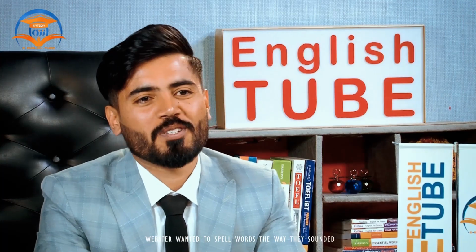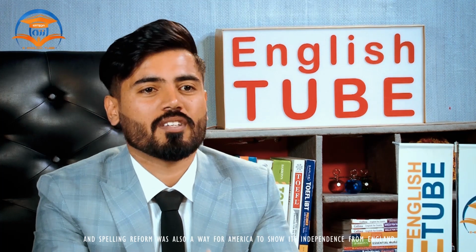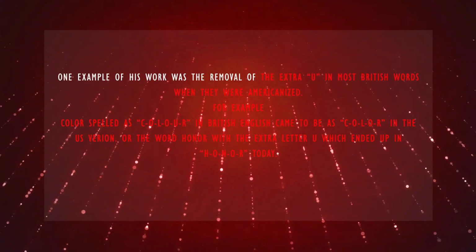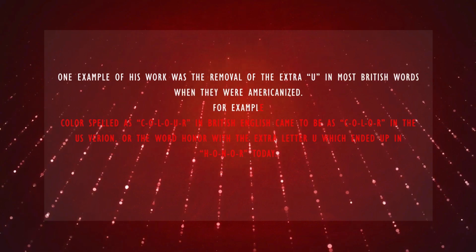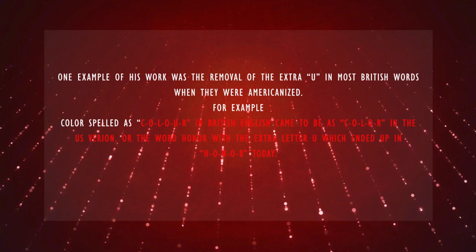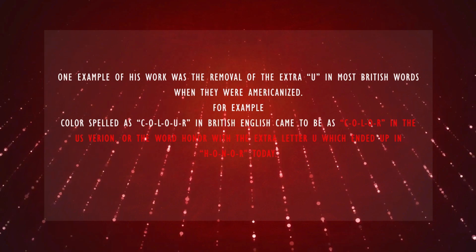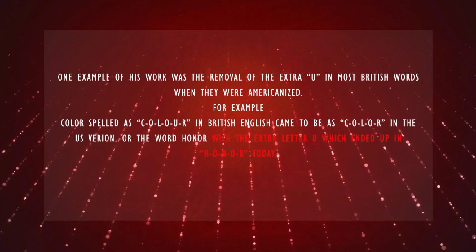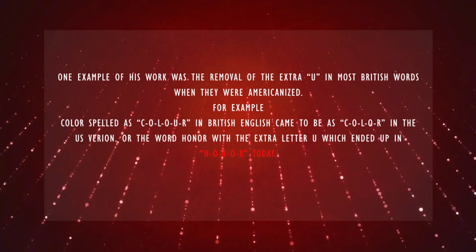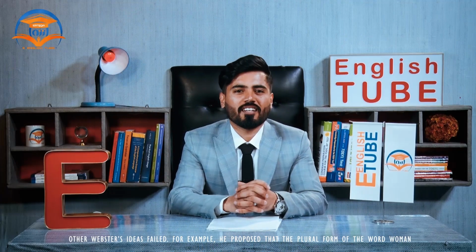Webster wanted to spell words the way they sounded, and spelling reform was also a way for America to show its independence from England. One example of his work was the removal of the extra letter U in most British words when they were Americanized. For example, color, spelled C-O-L-O-U-R in British English, came to be C-O-L-O-R in the US version. Or the word honor with the extra letter U, which ended up as H-O-N-O-R today.